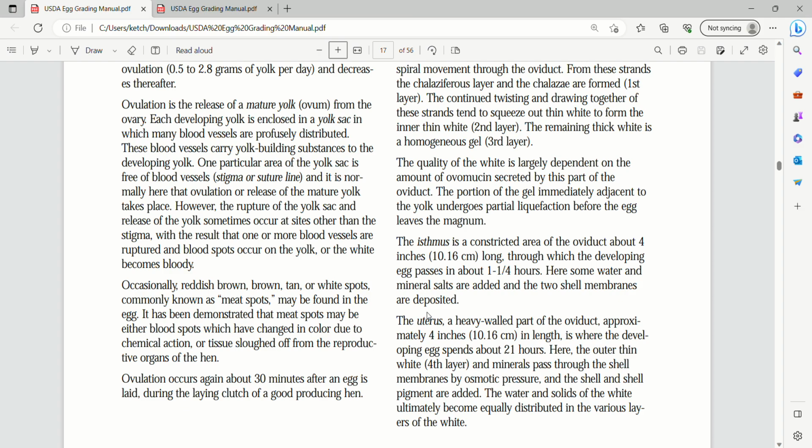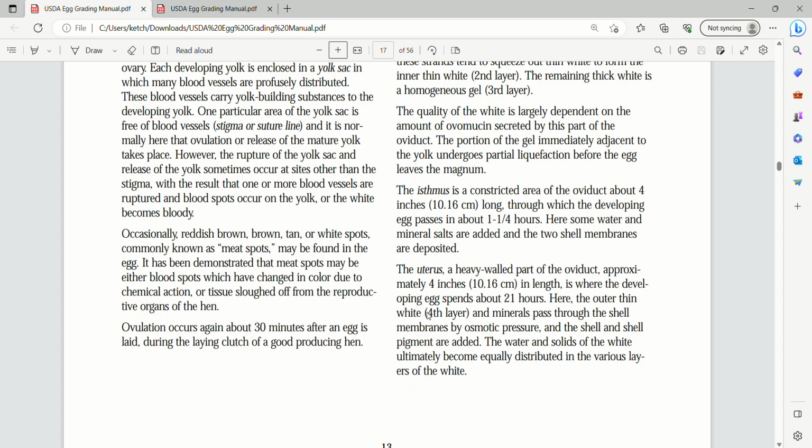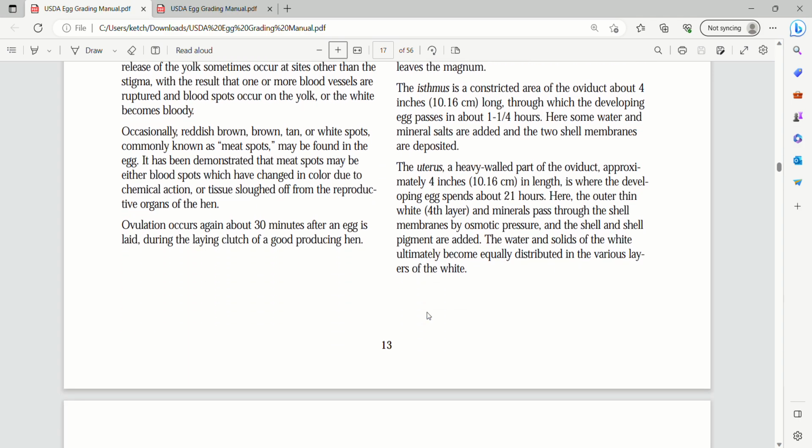The uterus, a heavy-walled part of the oviduct, approximately 4 inches in length, is where the developing egg spends about 21 hours. Here the outer thin shell, fourth layer, and minerals pass through the shell membranes by osmotic pressure, and the shell and shell pigment are added. The water and solids of the white ultimately become equally distributed in the various layers of the white.